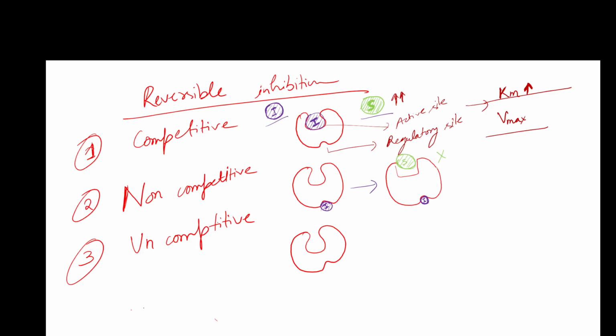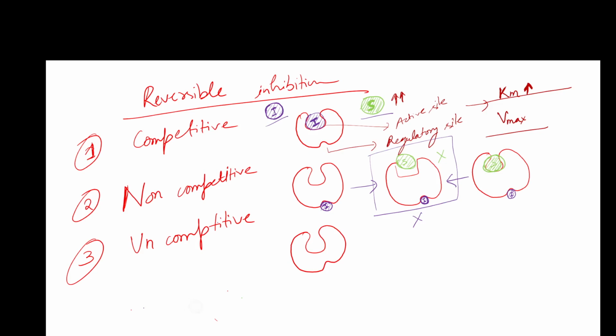However, the inhibitor can also bind to the enzyme substrate complex as well. So already substrate bound, there also the inhibitor can bind and cause a conformational change here. Okay, and this becomes a non-functional enzyme. This doesn't show the activity.